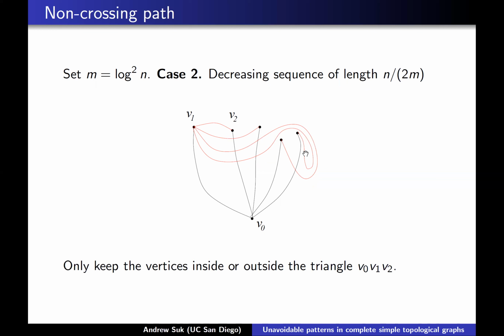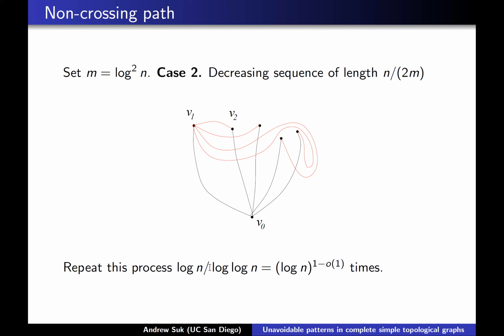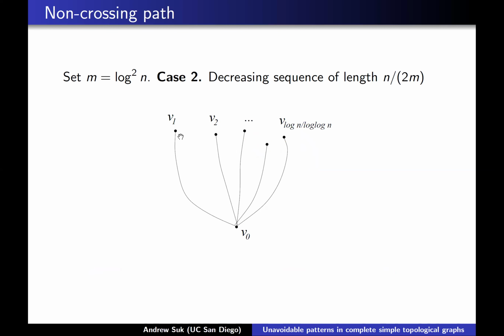And then, since we assume that there's no planar K2M, we can keep assuming we have this decreasing sequence of length whatever's left divided by 2M. And basically, since we're dividing by log squared N times 2 each time, we can keep doing this roughly log N over log log N times. And after we do this log N over log log N times, if I look at the consecutive edges, this here will be my non-crossing path.